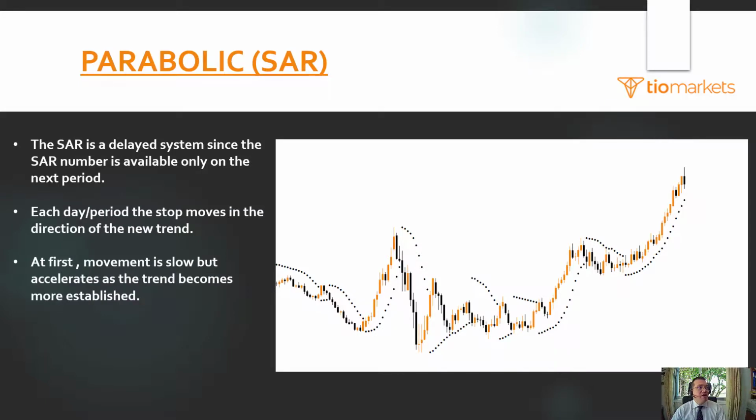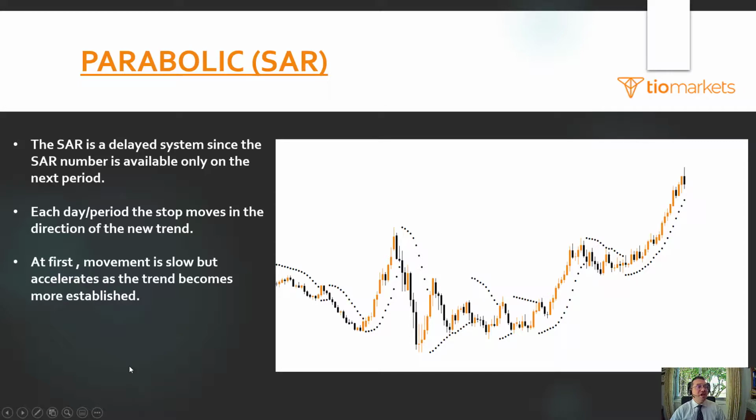Again, the parabolic stop and reverse, or SAR, is a delayed system since the SAR number is available only on the next period. So what that means is you will see the dot above or below price only on the next candle, the next period. So if you're looking at the hourly chart, you're not going to see the previous dot until the next hour appears. So there's always going to be that delay there. So that's why it's a very good system to use for a confirmation as well.